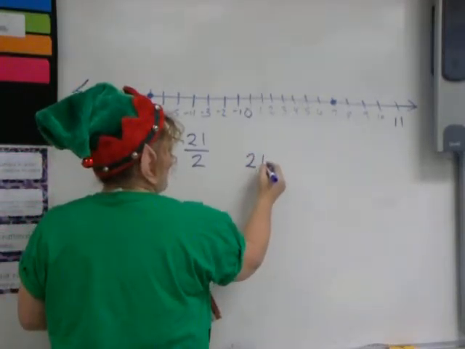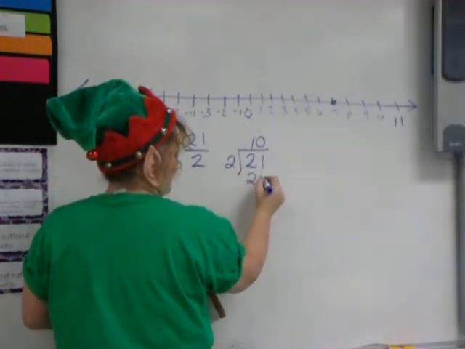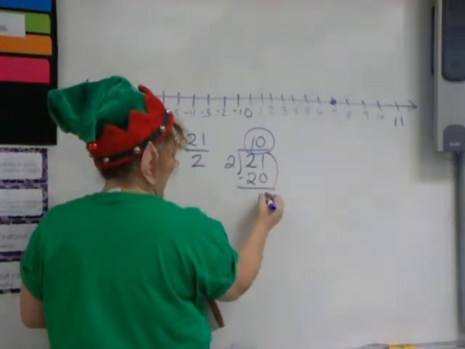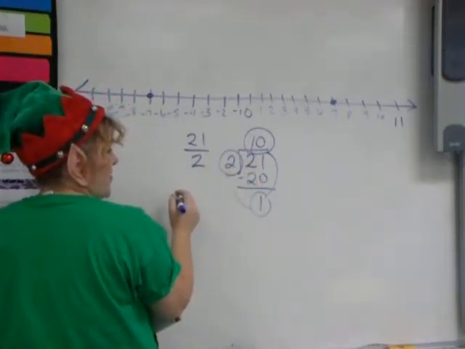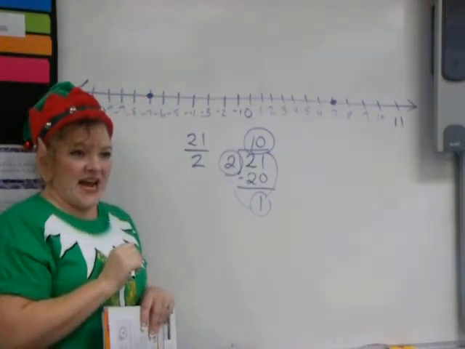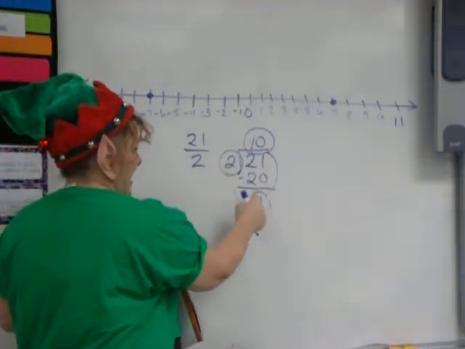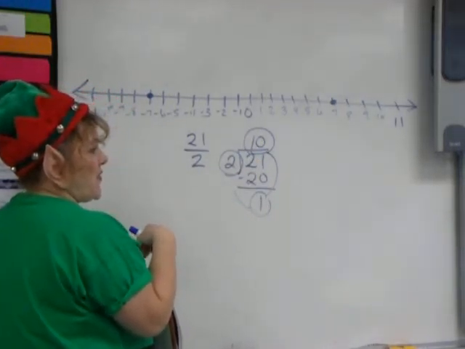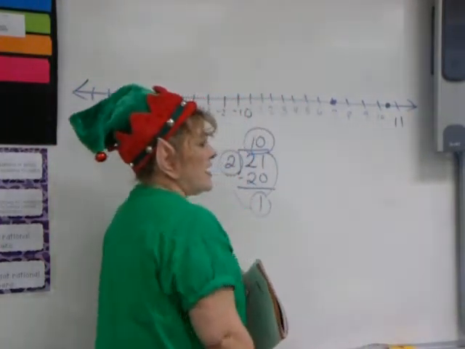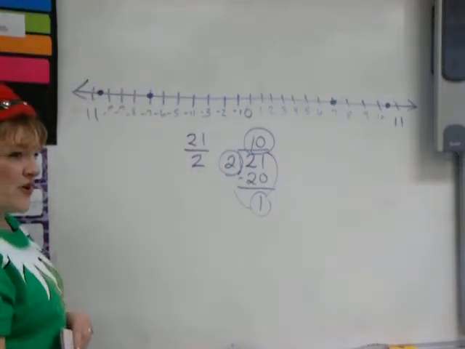A mixed number. 21 divided by 2. It'll go 10 times with 1 left over. So 21 halves is really 10 and 1 half. So it's asking for positive 10 and a half and negative 10 and a half. Because negative 21 halves would be this number, 10 and a half, that's negative. So positive 10 and a half will be here between 10 and 11. And negative 10 and a half will be here between 10 and 11. That's where you're plotting.